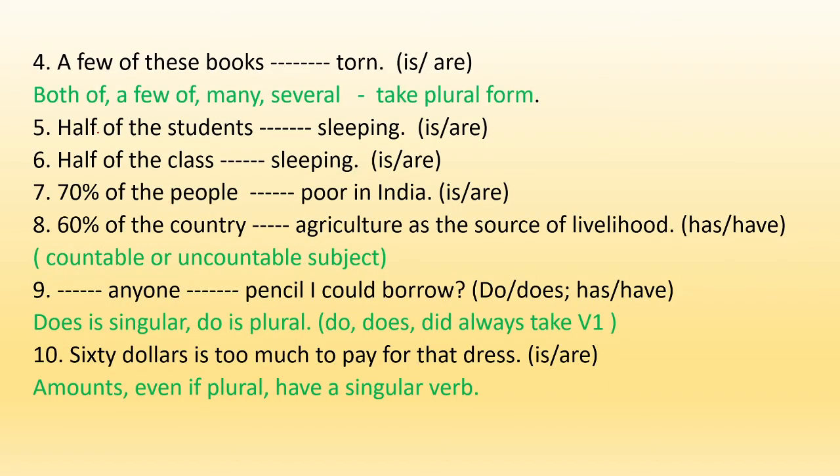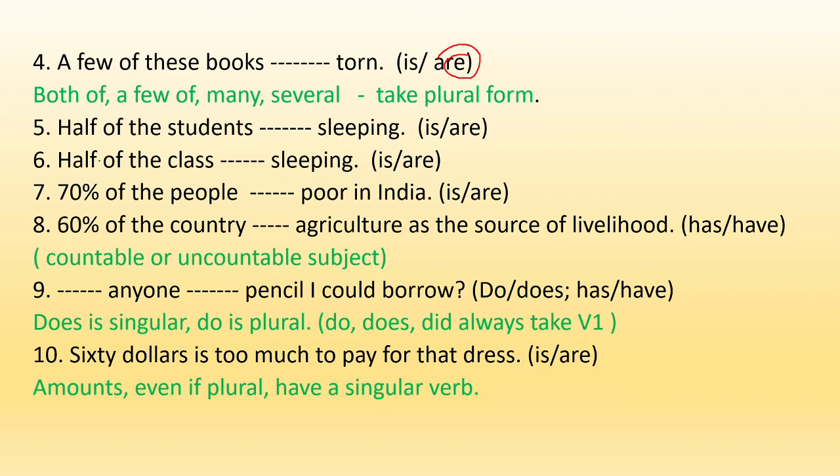Now the next one, a few of these books are torn. The rule is both of, a few of, many, several, they take plural form. So we can judge from these words only. Both means more than one. A few again more than one. Many again more than one. Several again more than one. So they are plural. They take plural form.